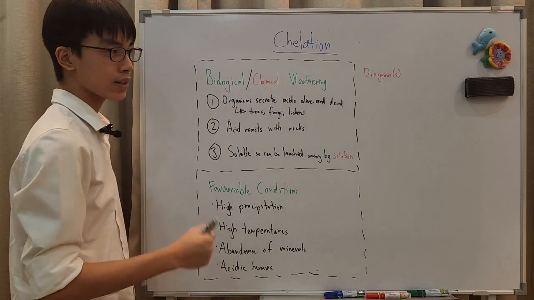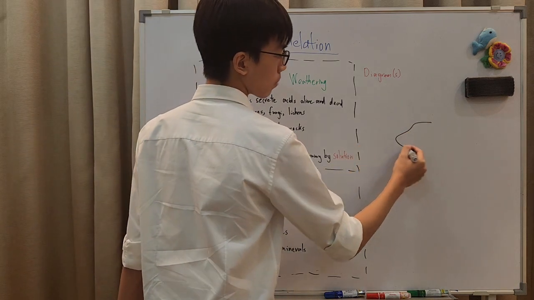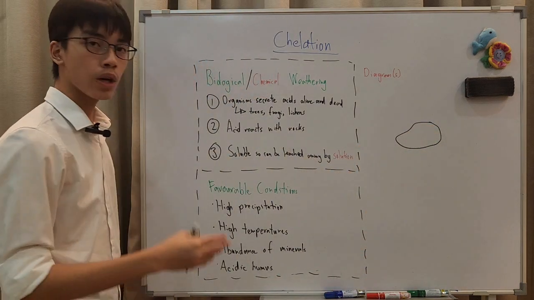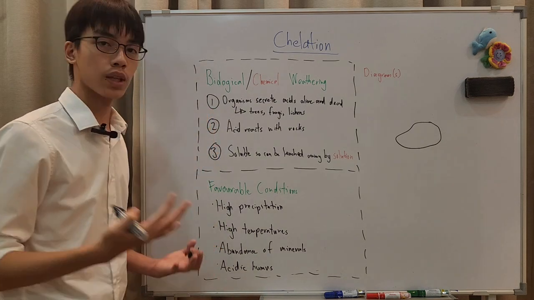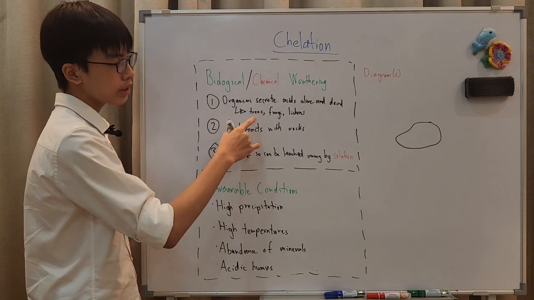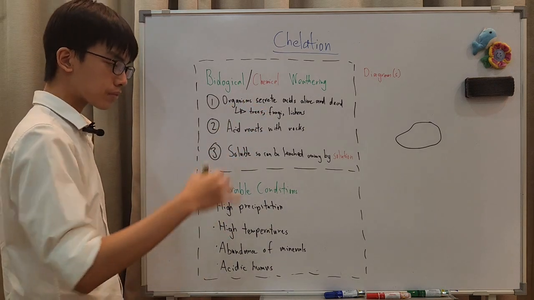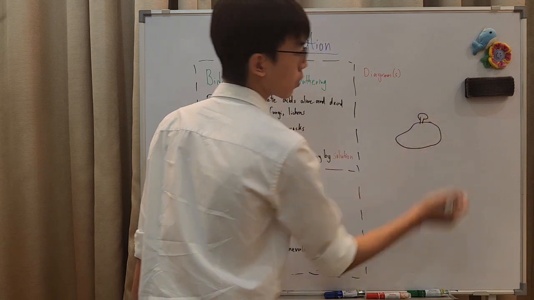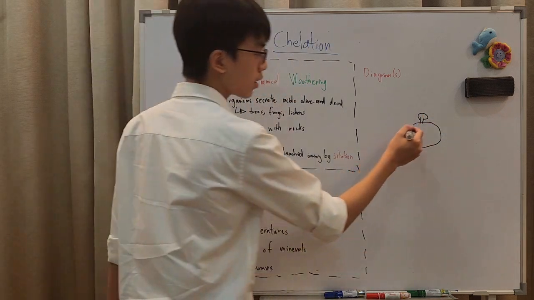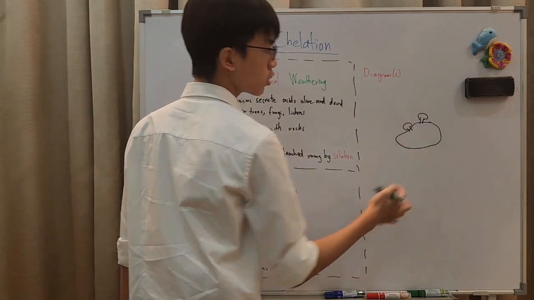So to visualize chelation on a diagram, we draw a rock, and you can draw what organisms you would like to draw, which one you prefer, either trees, fungi, or lichens. I prefer to draw fungus because it's just 2 lines and one D-shaped thingy. You can draw multiple of them. Just draw 1 or 2.